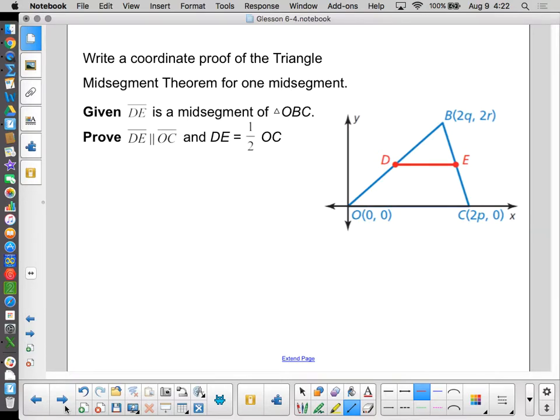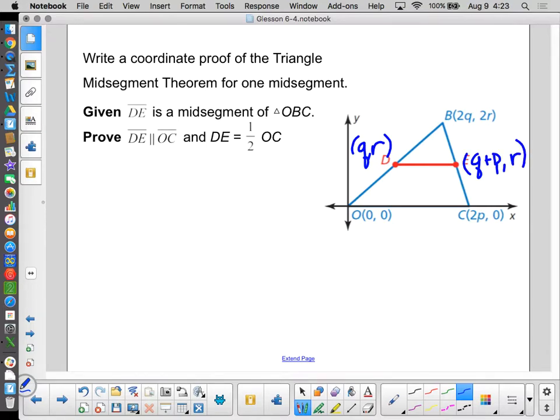The points are given as 2Q and 2R for a reason, instead of just Q and R. And that reason is so when I find the midpoints, the midpoint for D here, 0 plus 2Q divided by 2, is just Q. And this is R. So that midpoint is (Q, R). And this midpoint, 2Q plus 2P over 2, is going to be Q plus P, and R.